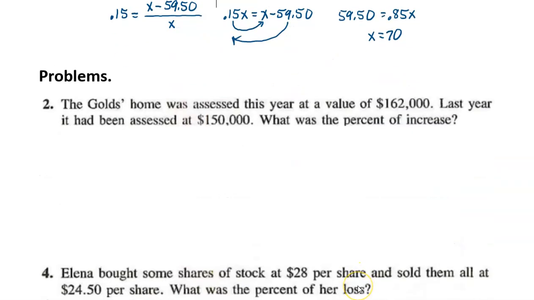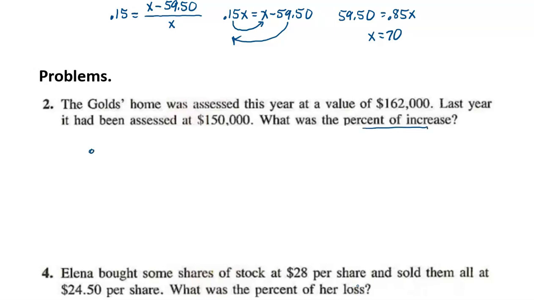Now a couple word problems. The Gold's house was assessed this year at a value of $162,000. Last year, it was assessed at $150,000. So the value of their home has increased in that 1 year of time. What was the percent of increase?